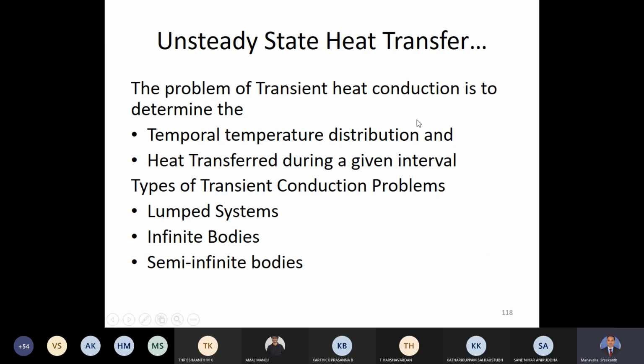The problem of transient heat conduction is to determine the temporal temperature distribution and heat transfer during a given interval. Now look at how the questions can change in a transient problem.